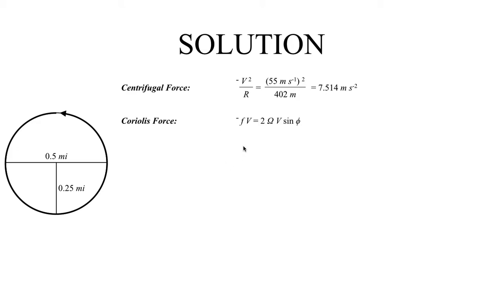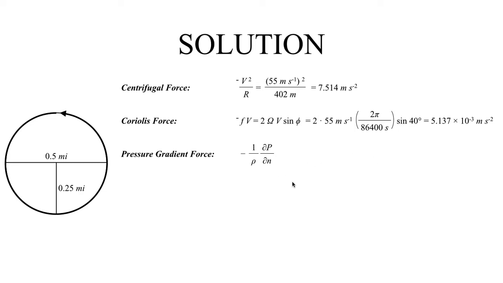The magnitude of the Coriolis force is just the Coriolis parameter times the velocity. That's 2 omega times the velocity times the sine of our latitude. If we plug all those numbers in, we get 2 times 55 meters per second times omega, which is 2 pi over 1 Earth day, times the sine of 40 degrees, since we're in the northern hemisphere. And we get 5.137 times 10 to the minus third newtons per kilogram. That's the Coriolis force acting on the tornado. And last but certainly not least, the pressure gradient force. Here we're not going to use the isobaric form of the equation.